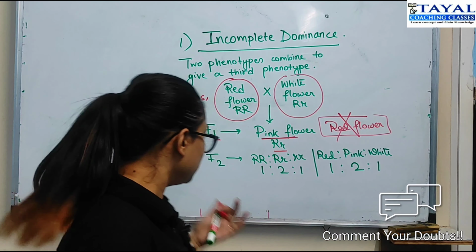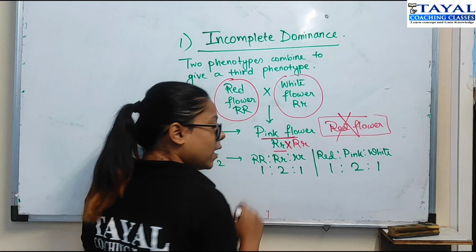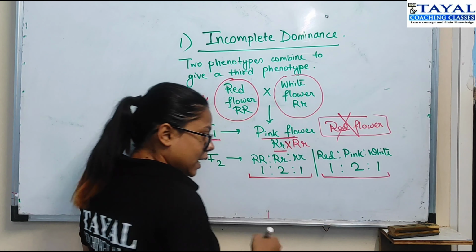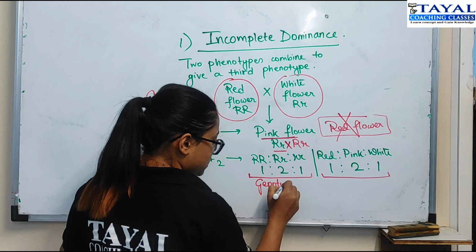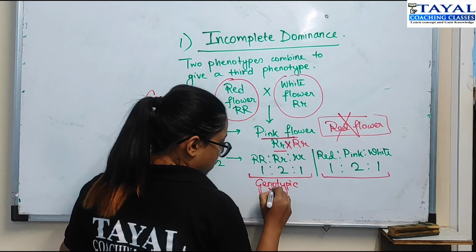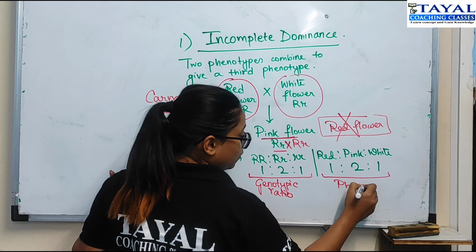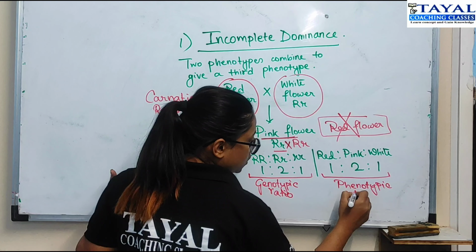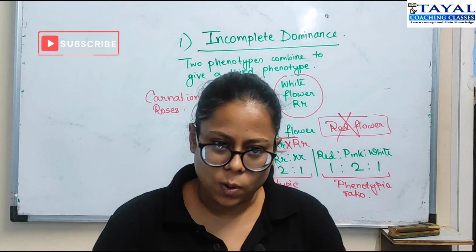And as a result, if you do an F2, so if you self these and you do an F2, here the Mendelian ratios will vary. In Mendel, the genotypic ratio is 1:2:1, which still stays the same. But the phenotypic ratio will vary because now you have a new phenotype, and the phenotypic ratio becomes equal to the genotypic ratio, that is 1:2:1.